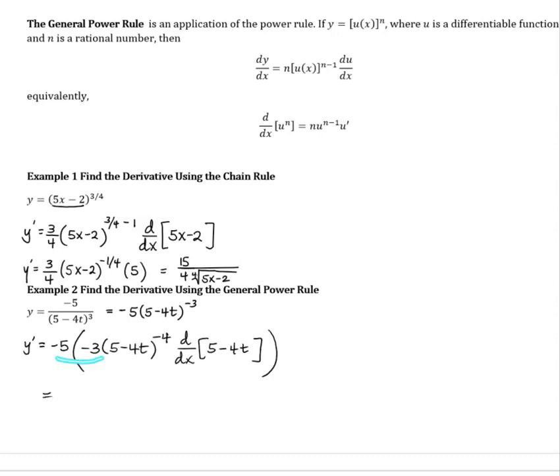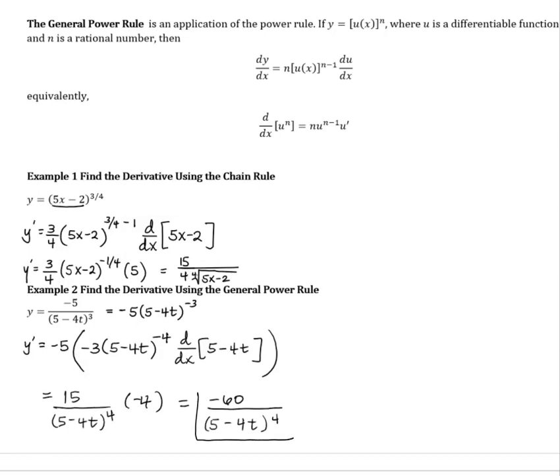I'm going to go ahead and multiply this negative 5 and this negative 3 to give me a positive 15 in front. And I'm also going to rewrite this (5 minus 4t) to the negative 4 by putting it in the denominator with an exponent of positive 4. As for this derivative that we picked up from the chain rule, the derivative of 5 minus 4t is negative 4. The last thing I will do is multiply the 15 and the negative 4 to give us our final answer for y prime.